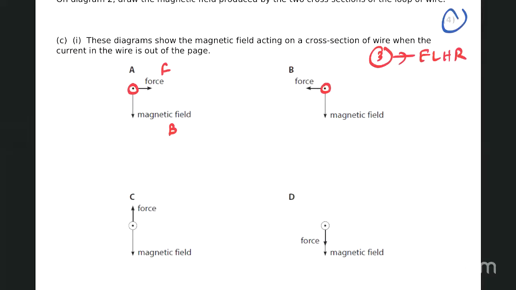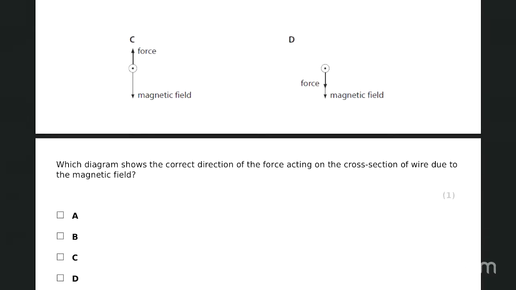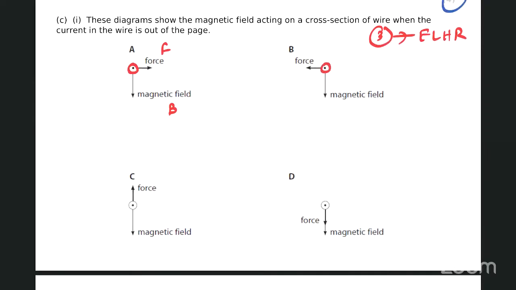We are going for the Fleming's left-hand rule. In the question, which diagram shows the correct direction of the force acting on the section of wire due to the magnetic field? In here, you need to use the Fleming's left-hand rule, right? Then you need to judge the force direction.